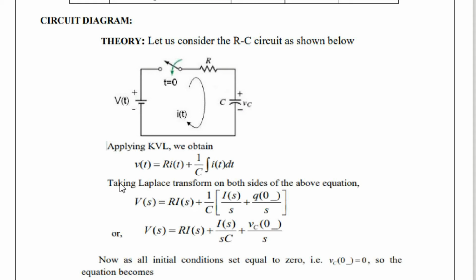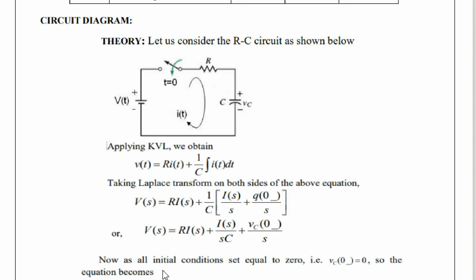Just by taking the Laplace transform, we will get V of s is equal to R into I of s plus 1 by C into I of s by s plus q of 0 minus, that is the initial condition. Then V of s is equal to R into I of s, and I of s is equal to s into C, and q by C is equal to voltage.